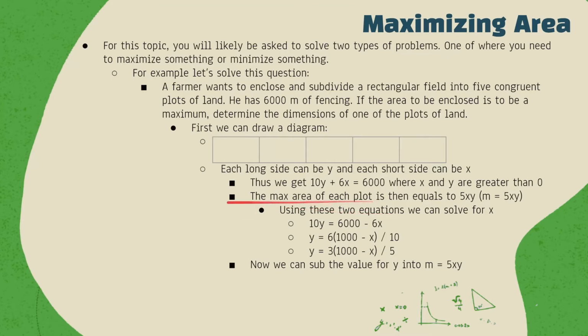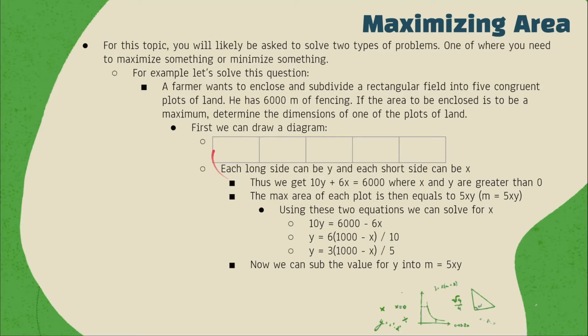To maximize the area of each plot, we need to know its maximum area in the first place, right? So the area of this entire thing will be x, the short side, times y, which is 1 plot, and we have 5 of them, so 5x times y. I'm going to say that m is equal to 5x times y, where m is our maximum area. Now we could use these 2 equations to solve for x. So what we want to do first is to express everything in terms of one variable, right? So that is the first step that we had here.